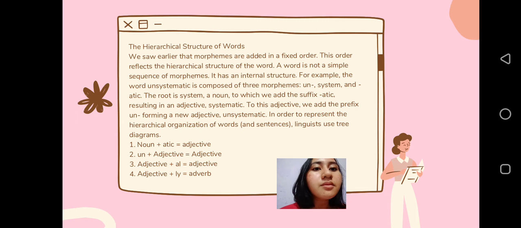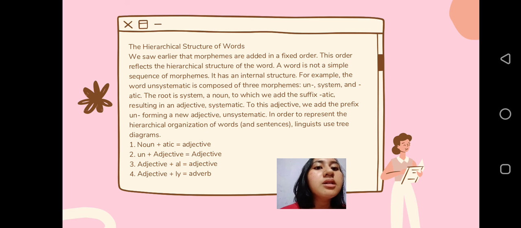Next, the hierarchical structure of words. We saw earlier that morphemes are added in a fixed order. This order reflects the hierarchical structure of the word. A word is not a simple sequence of morphemes, it has an internal structure.